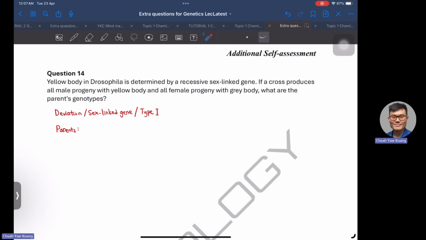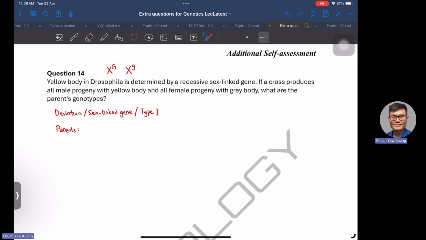So let's see the question. It tells us that the yellow body is actually recessive, so that means the gray would be the dominant. With that, for the X-linked gene, gray color is the dominant and the yellow color is the recessive. Now we confirm this already, so we try to look for the parent.